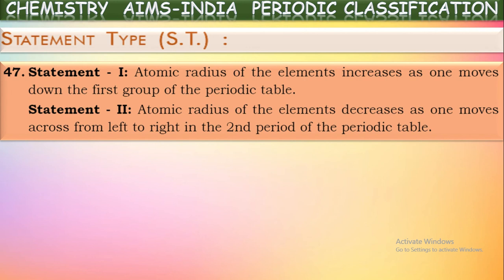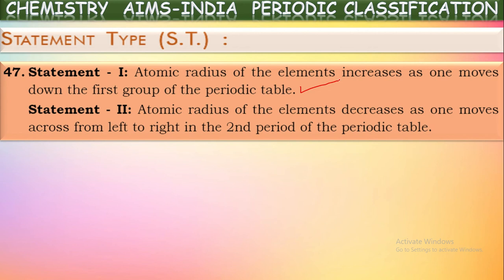If we see hydrogen, it has only one shell. Next, lithium, two shells. Sodium, three shells. In this way, top to bottom the number of shells for an element is increasing. As the number of shells increases, obviously the size of the atom also increases. So we can say atomic radius of the elements increases as we move from top to bottom of the first group of the periodic table. This is a correct statement.